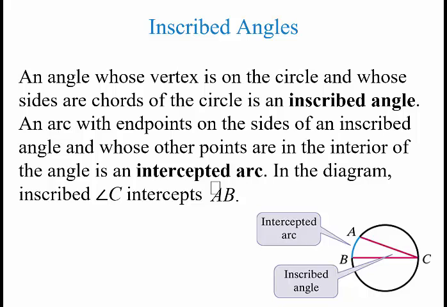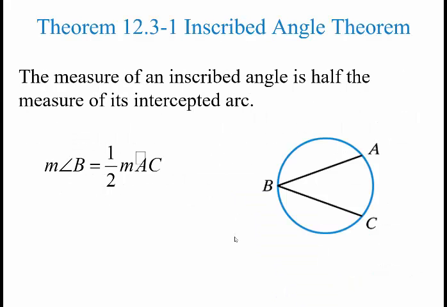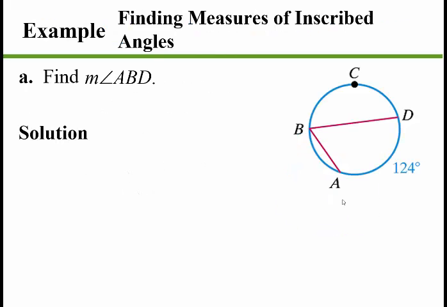So in the diagram, the inscribed angle is C, and it intercepts arc AB here. So that's arc AB. All right, so a couple theorems. The measure of an inscribed angle is half the measure of the intercepted arc. So the measure of angle B is 1/2 the measure of arc AC.